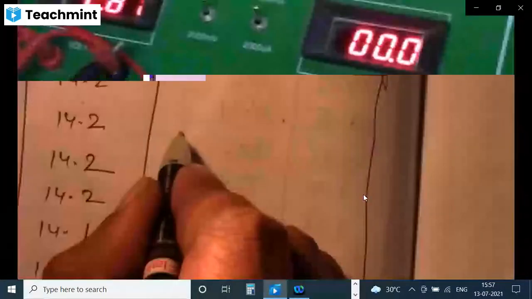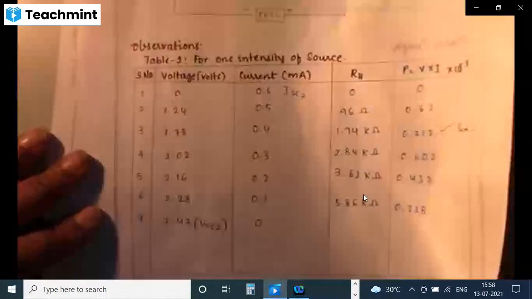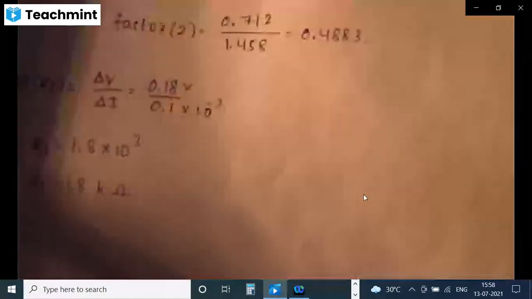Okay, students, now let me explain. Already taken readings, students. These are another set of readings which we have. So this is for intensity number 1 and this is for intensity number 2.